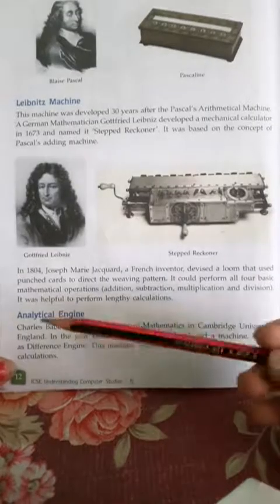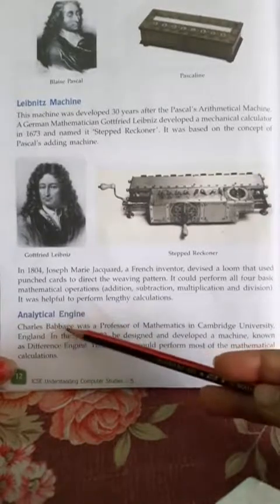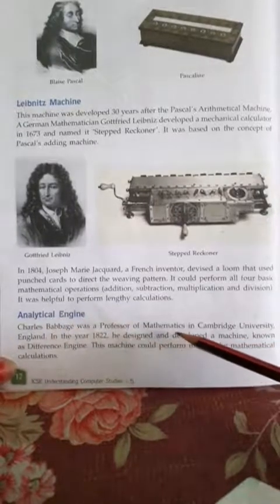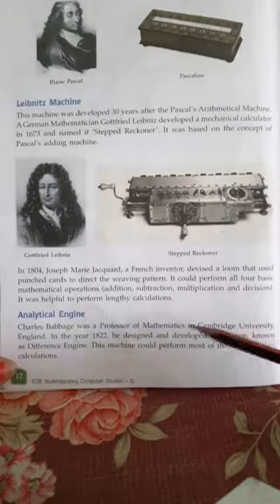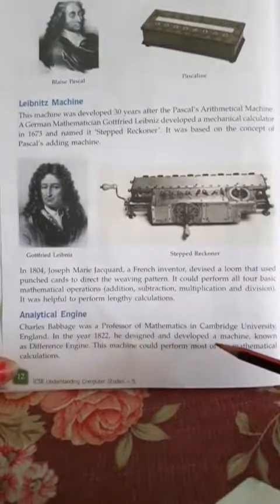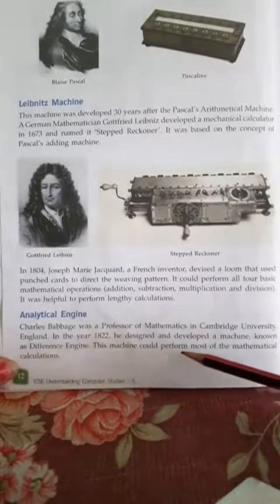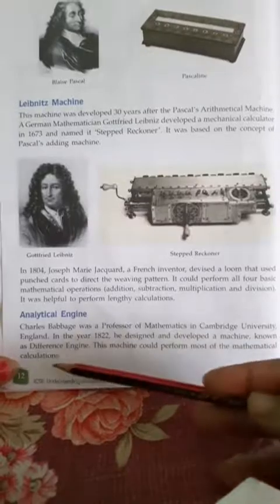Now, here comes our next calculating device, the analytical engine. Charles Babbage was a professor of mathematics at Cambridge University, England. In the year 1822, he designed and developed a machine known as the difference engine. This machine could perform most of the mathematical calculations.